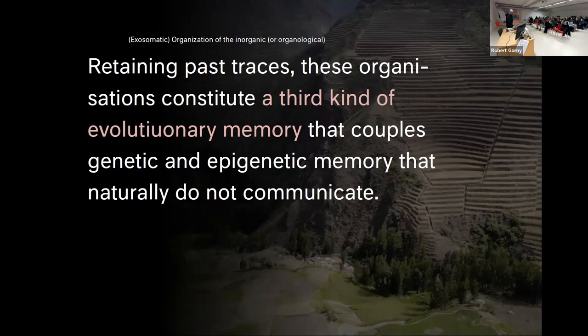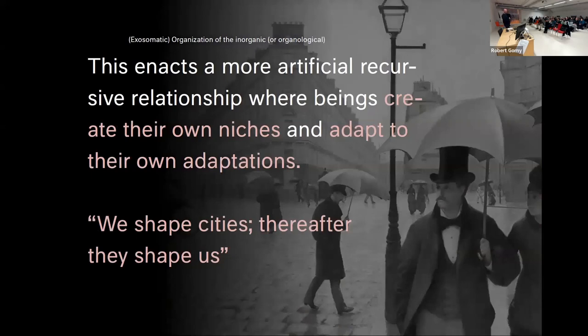And that's, so to say, the interesting thing where he argues we actually are then creating artificial relationships where beings like us, or city dwellers, for example, create their own niches. So in biology, there's this notion of niche construction. So we don't passively inhabit niches, but we create our own niches. And then that means basically that we also adapt to our own adaptations in these niche construction processes.